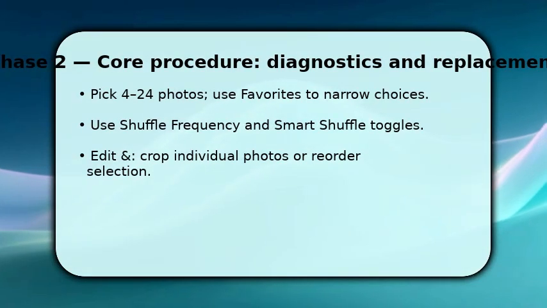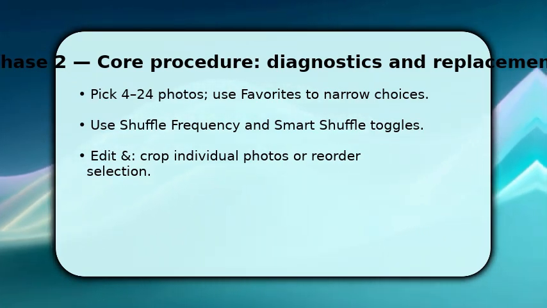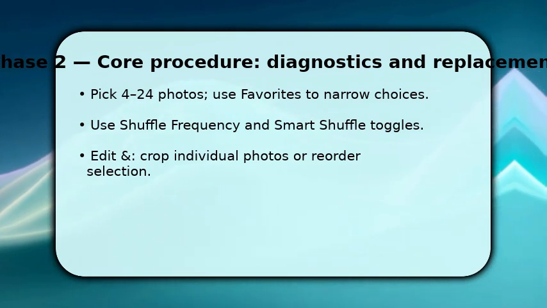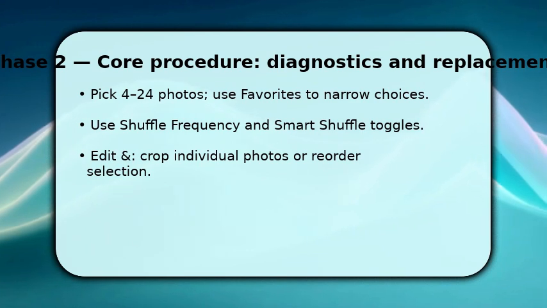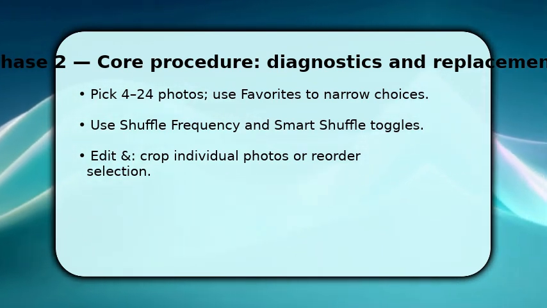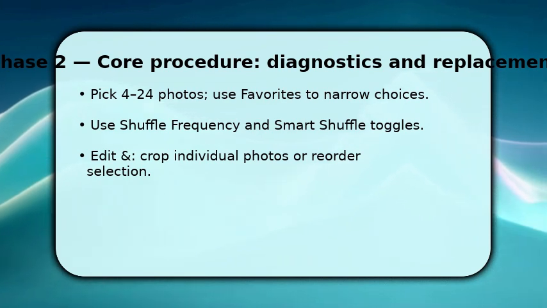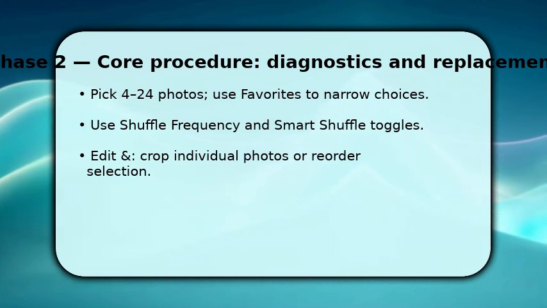Now you select the set. Pick between 4 and 24 photos, or use your favorites to speed this up. Once selected, tap Options to set shuffle frequency and enable Smart Shuffle, which lets Photos suggest images based on people, scenes, and memories. You can tap any photo to crop or adjust its focal point, and if you want a specific order, manually arrange images before saving.